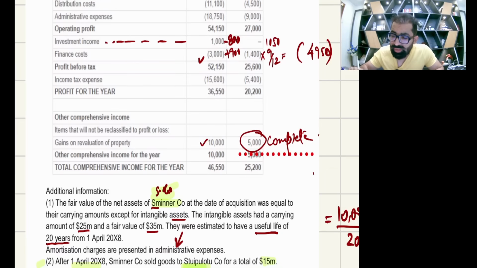Because this 5000 is the post-period revaluation, number one, and it hit on one day, and that is 31st December X8. So this 5000 is not a for-the-year thing, and as it is not a for-the-year thing, there is no need to apportion it. It will go complete as it is, plus 5000 we'll add.